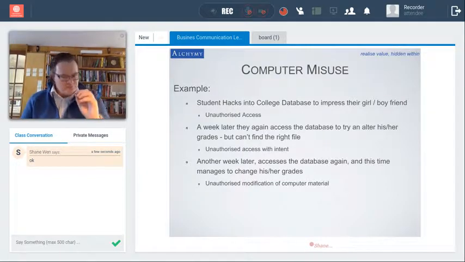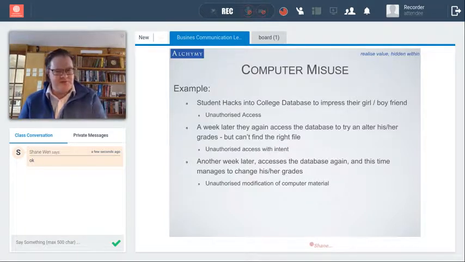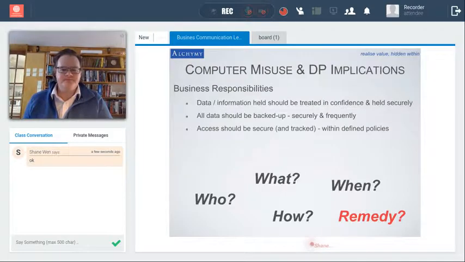So all of these things are really, really important. So the second element, well, there's 3 we talked about. There's data protection, freedom of information, computer misuse. But data protection and computer misuse, they're the key elements here. As a business, we have to be responsible in respect of those pieces. And the implications are we're responsible.